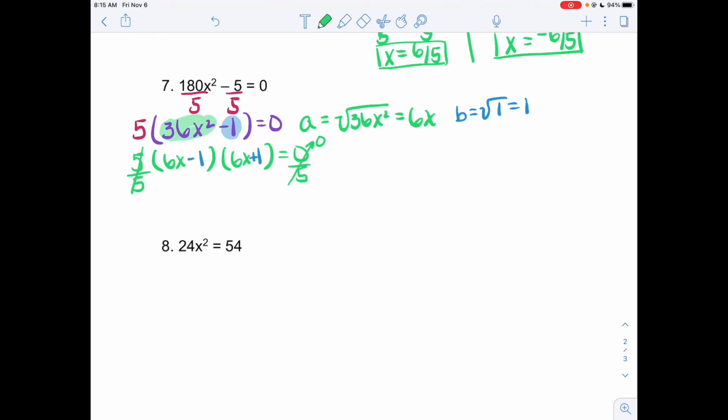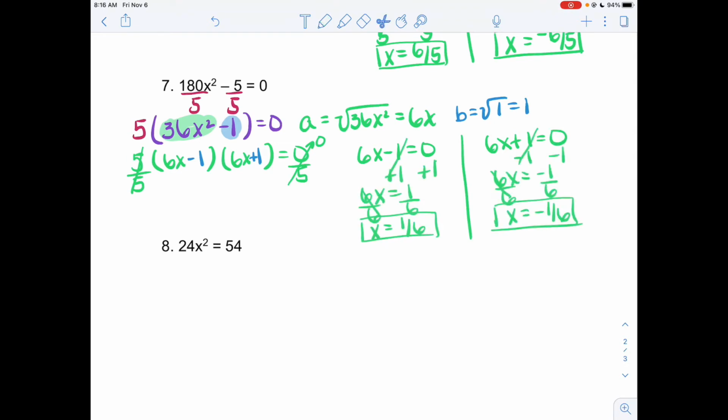Let's set our pieces equal to 0 using the zero product property. 6x minus 1 equals 0, or 6x plus 1 equals 0. Now I solve each of my algebra equations. I add 1 to both sides to move the negative 1 to the right, and that leaves me with 6x is equal to 1, and dividing each side by 6, I end up with x is equal to positive 1/6. On the other side, I'm going to do the opposite and end up with the opposite answer. I'm subtracting 1, still dividing by 6, but I'm going to end up with a negative 1/6.